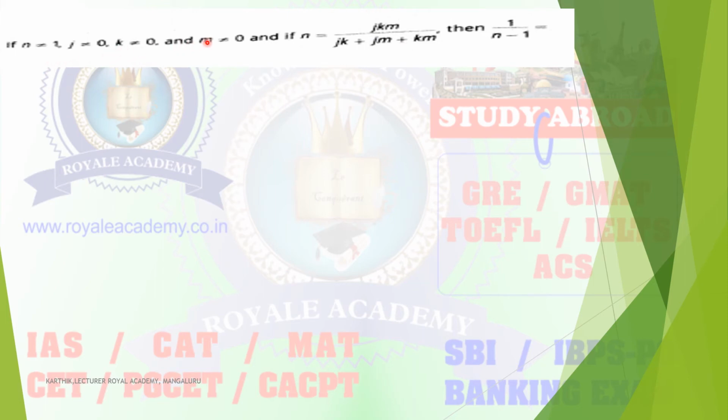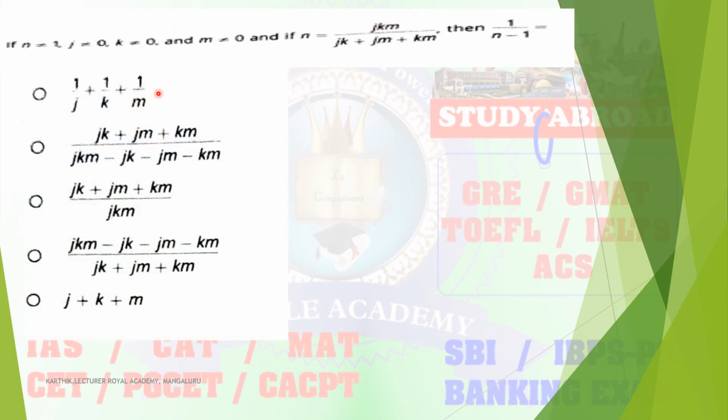Once you determine the value of n, you can find the value here. Then substitute the same values of j, k, m into the options, and whichever option gives the same value you got here is the answer. Which option gives the same answer?